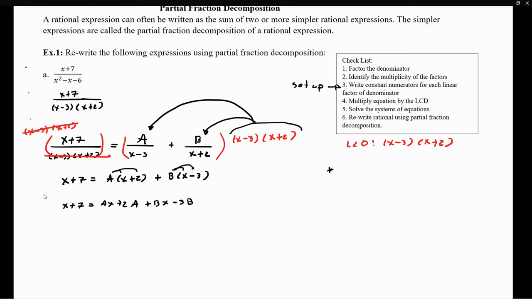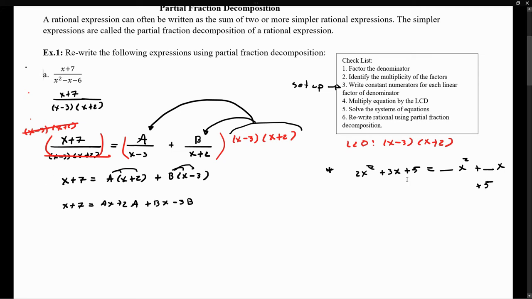Well, let's think about this for a second. Let's say I have an expression that is 2x squared plus 3x plus 5. And I ask you, what values can I place in these two empty slots that will make the left equal to the right?